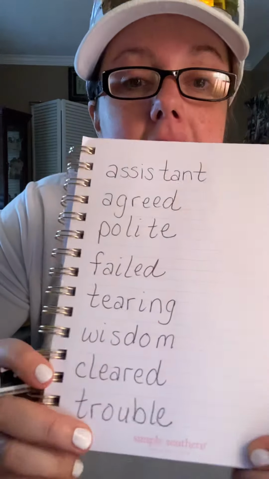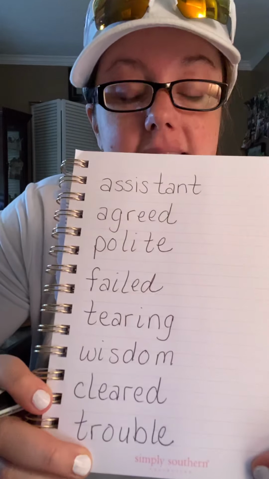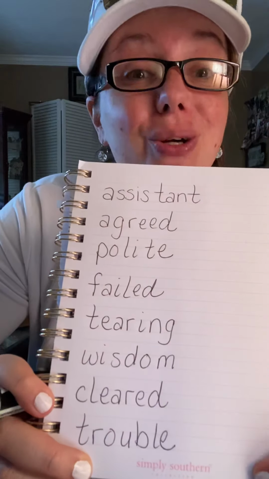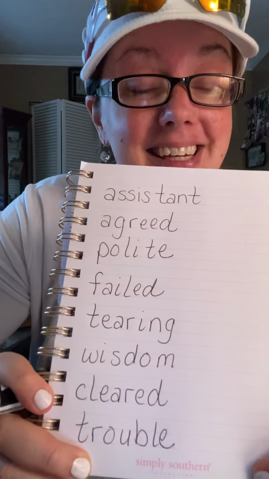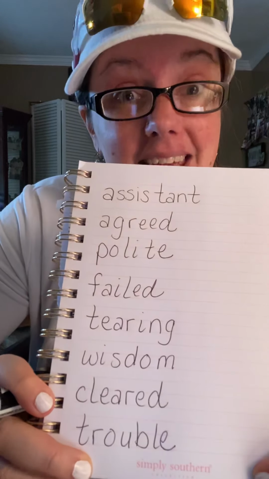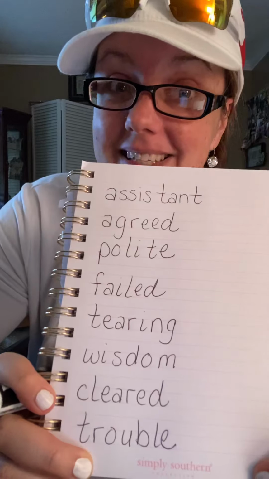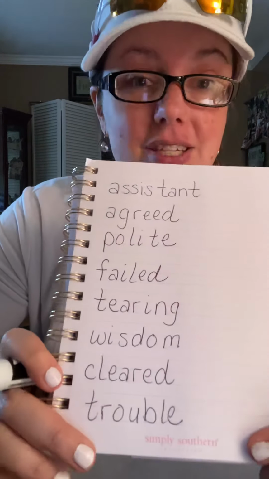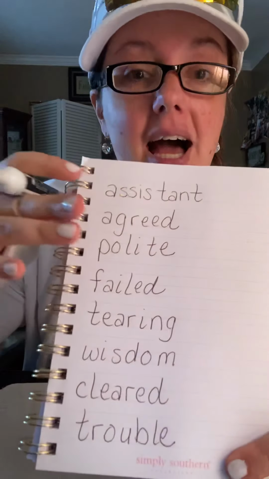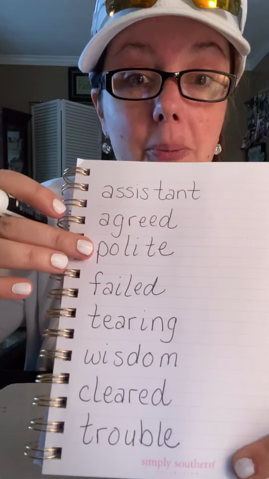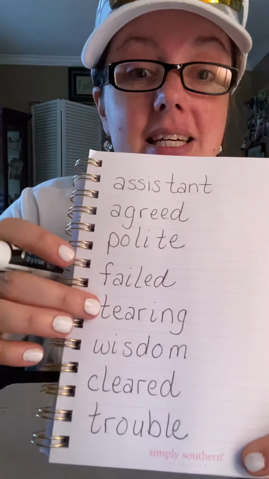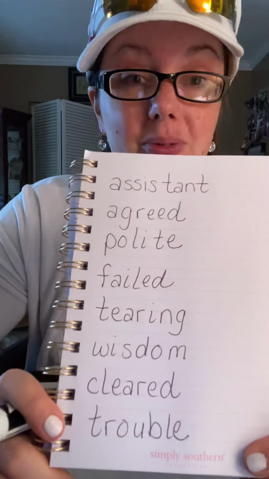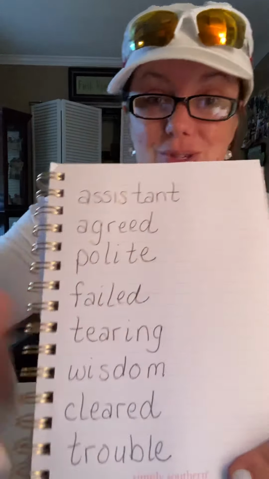Okay. This one means that you're being kind and using your manners, okay? Like please and thank you, or if you follow the signs and things like that, and you do what you're supposed to, you're doing this. You are being blank. Assistant, agreed, polite, failed, tearing, wisdom, cleared, trouble. What does it mean to be kind and use your manners?